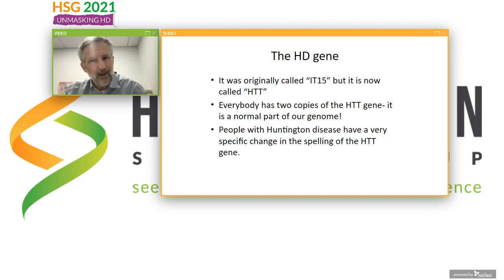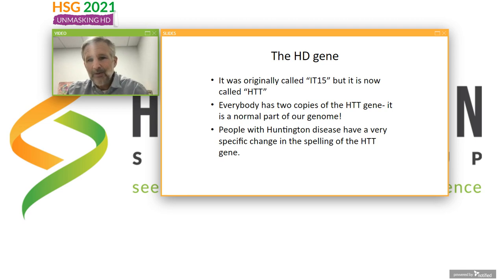But what happens in Huntington's disease is that one of those copies is changed and starts to do something bad or toxic in the body. So again, just stressing, we all actually have two copies of the Huntington's gene. And when we say that a particular person has the gene for Huntington's, what we're really trying to communicate is that one of their copies of the gene has changed in a way that causes Huntington's.